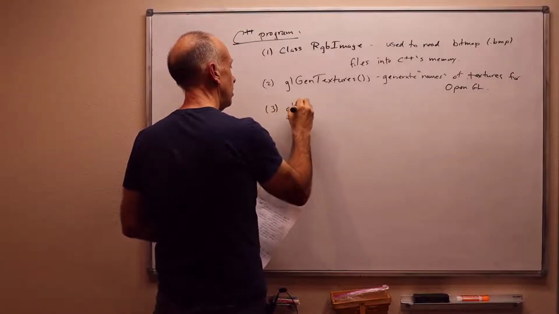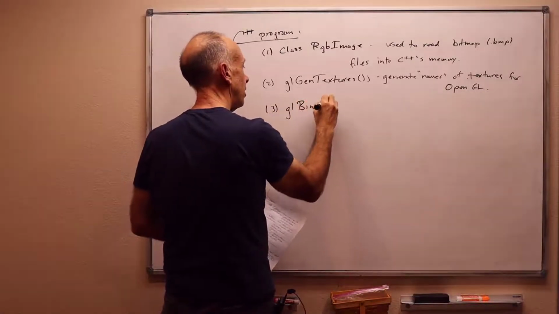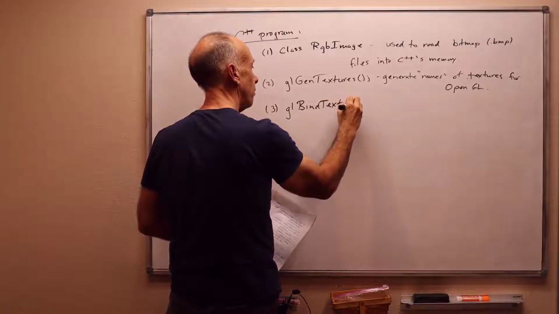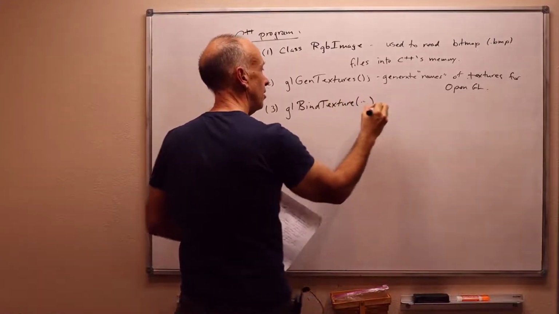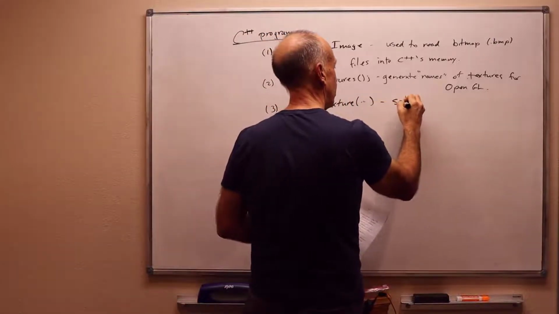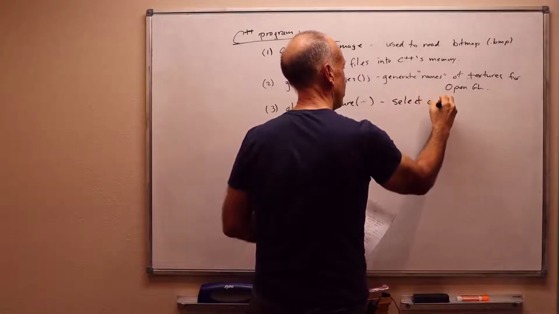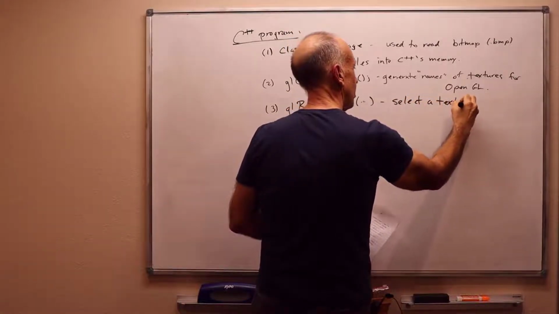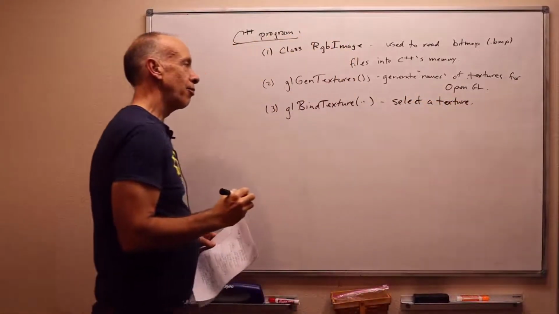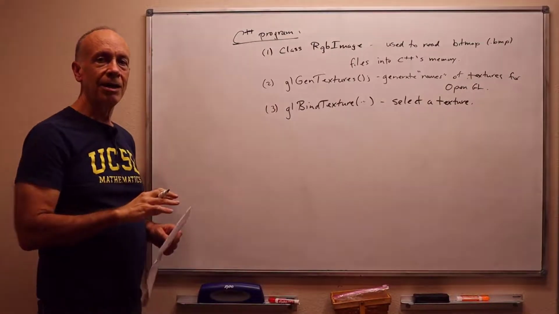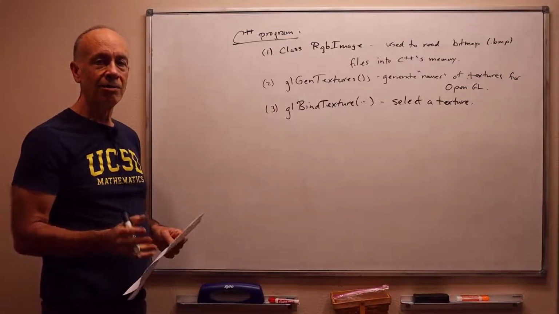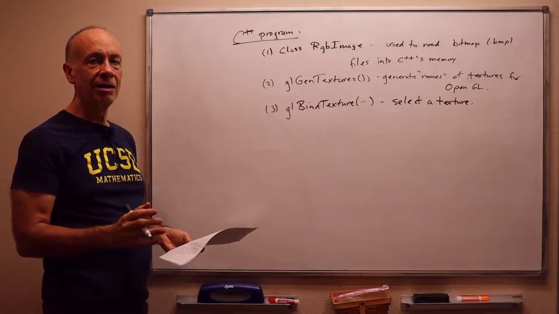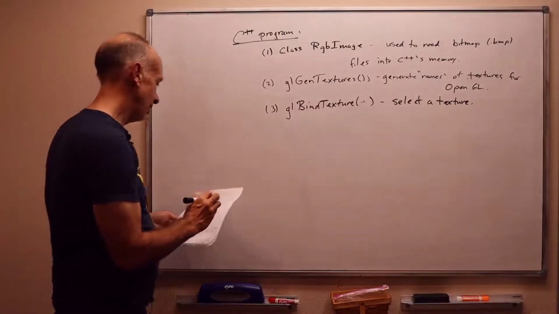The function glBindTexture is used to select a particular texture to be the current active texture. This is used either when setting parameters of a texture, you would bind the texture first and then set its parameters, or when rendering, you would bind a texture and then render using that texture.